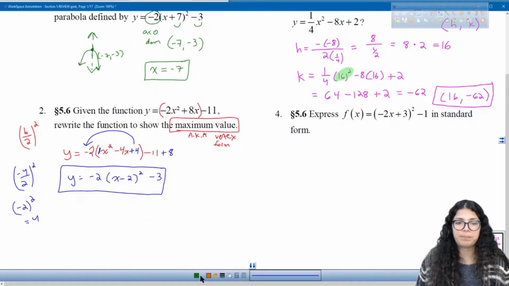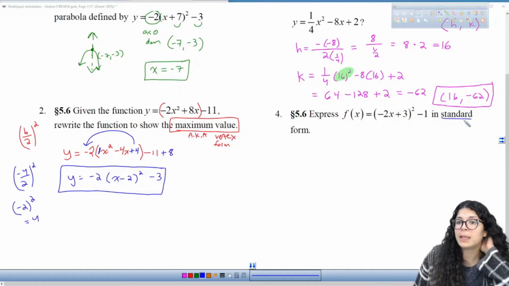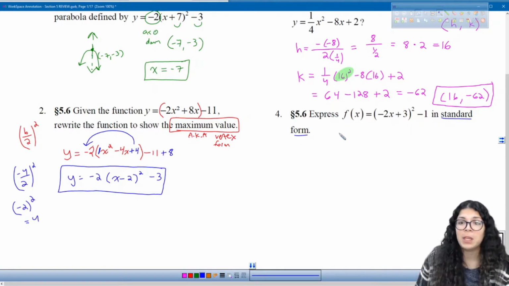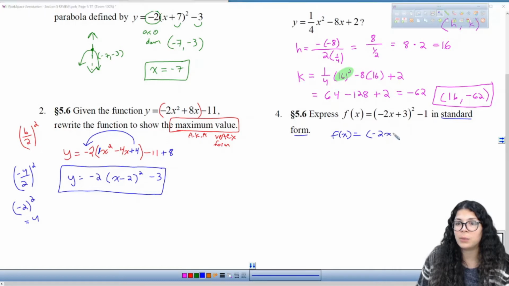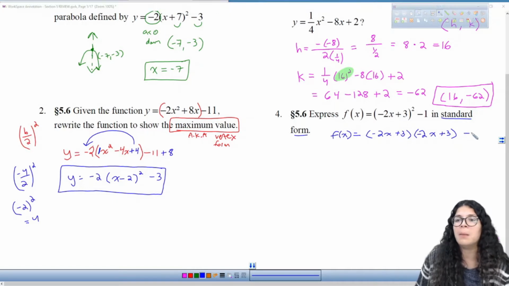Okay. Then we can go ahead and move on to number 4. We want to express this in standard form. Remember, to get standard form, all we have to do is simplify. So all I need to do is go ahead and simplify this equation right here. So I have 2 copies of negative 2x plus 3 multiplied together. Remember that if you do not have just one term inside of the parentheses, you cannot distribute the power, guys. This is not 4x squared plus 9. No. 2 copies multiplied together.